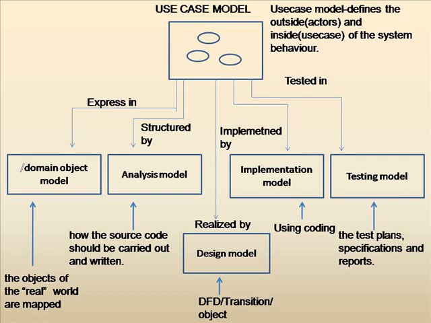Here in the domain object model, the objects of the real world are mapped, and in the analysis model we analyze how the source code is to be carried out and written, and in the design model we are going to design the data flow diagram or a state transition diagram or use case diagram, and in the implementation model we are going to implement using coding, reusable coding or robust coding, and finally we are going to perform tests.